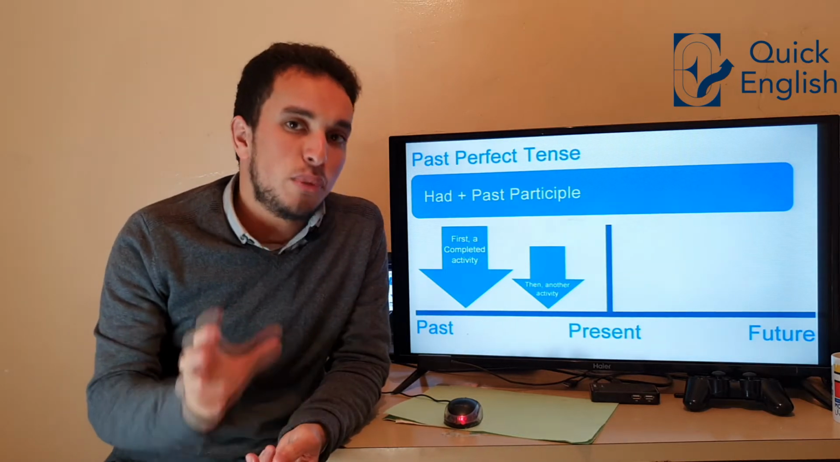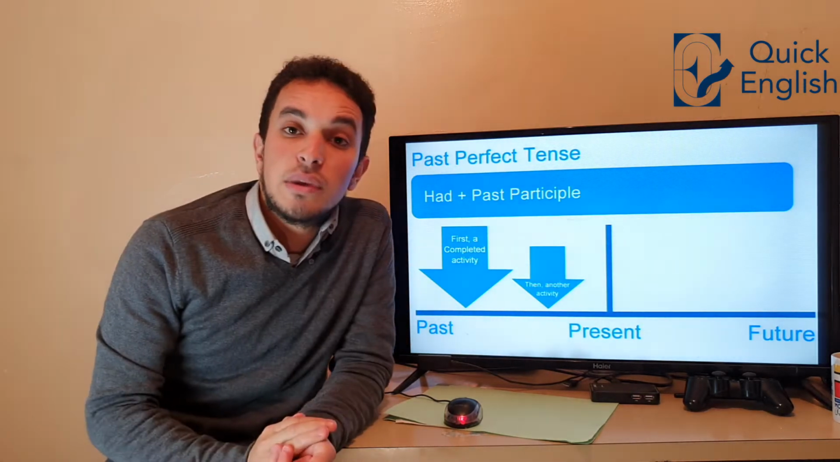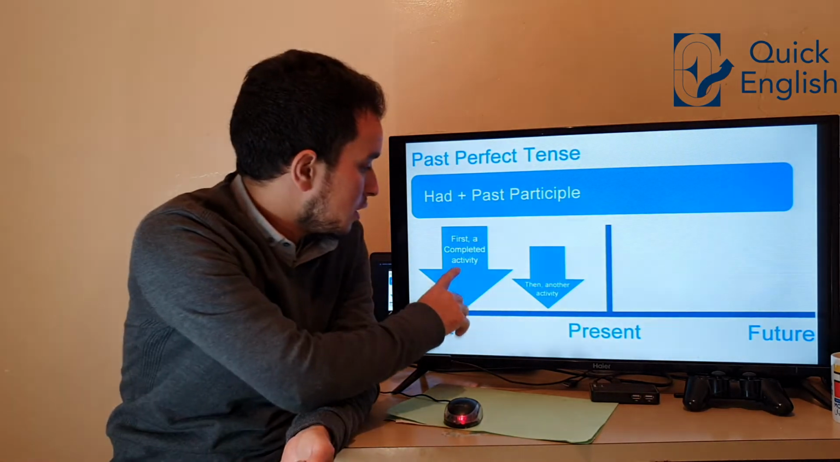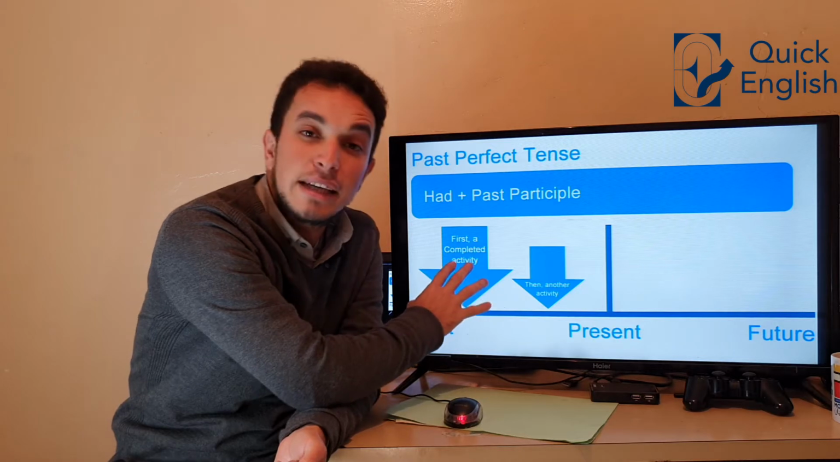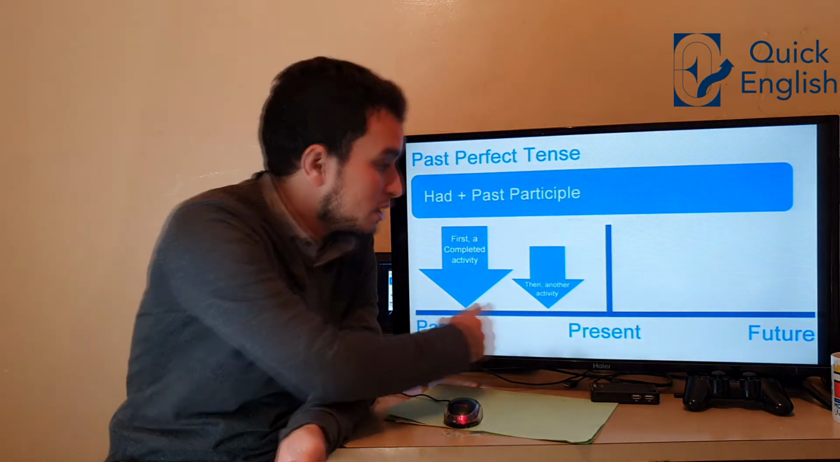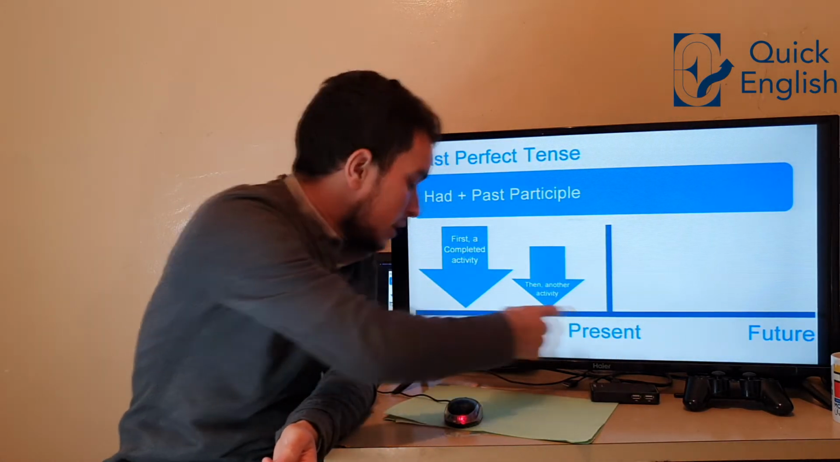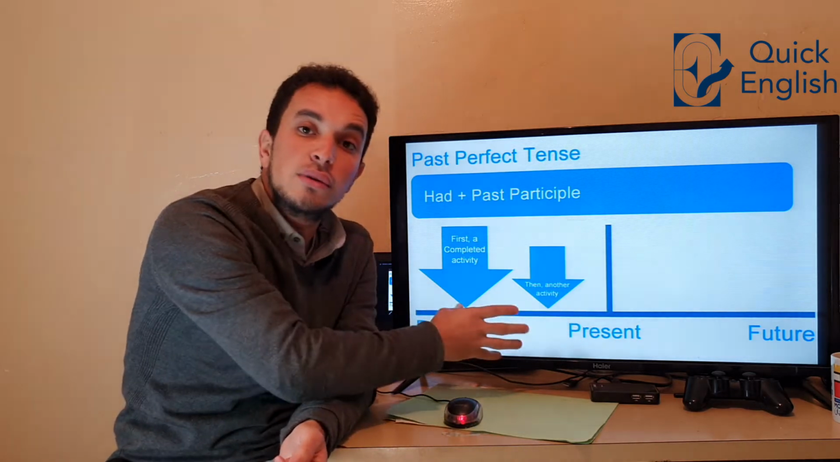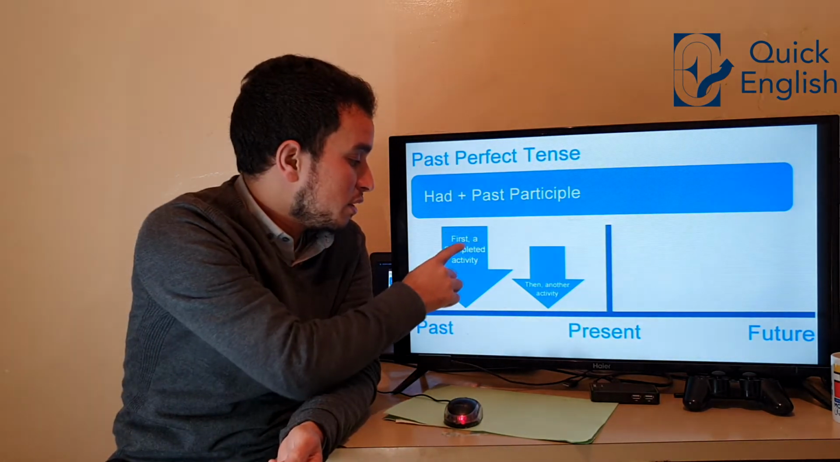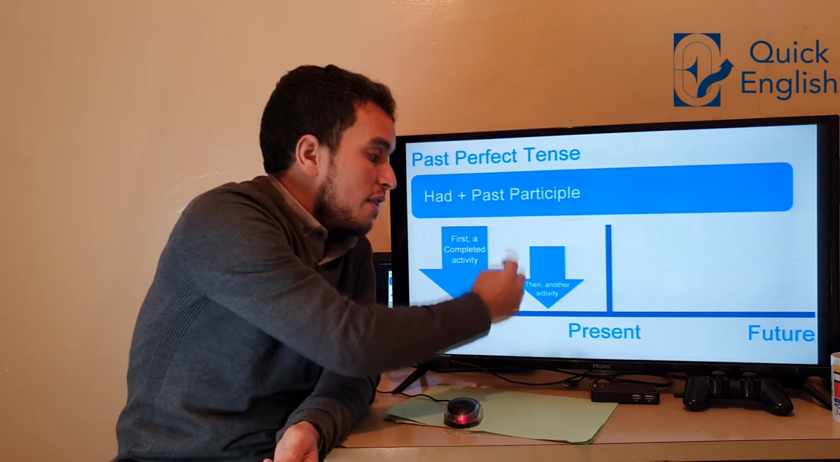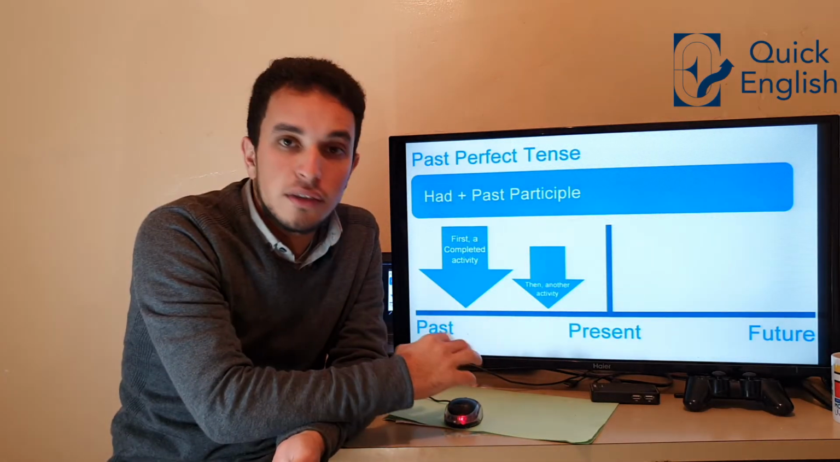The past perfect is about two actions that happened in the past. As you can see here, we have a first completed activity, an action that happened. This is the timeline, and here we're talking about the past. Now, we have a first action and then we have another action or another activity.